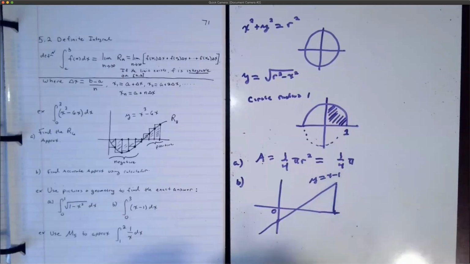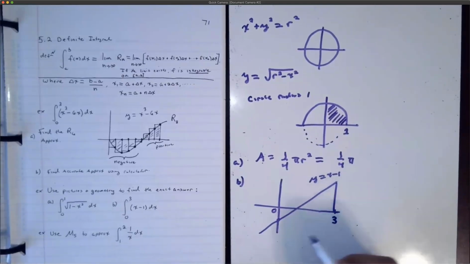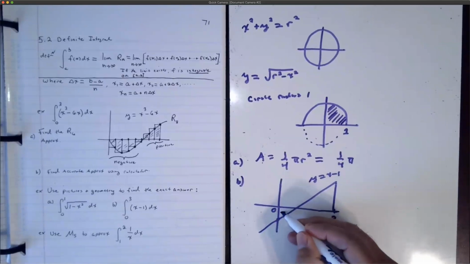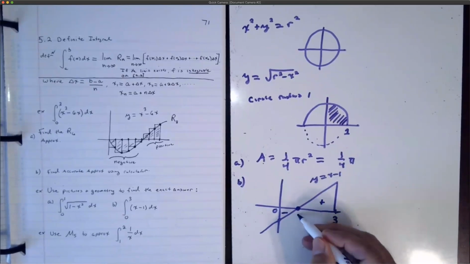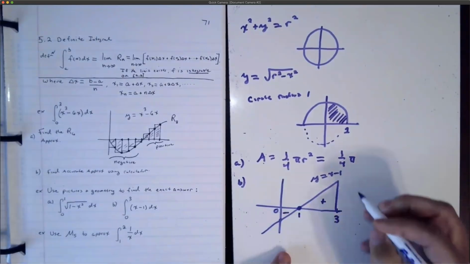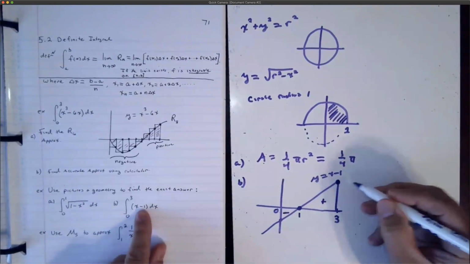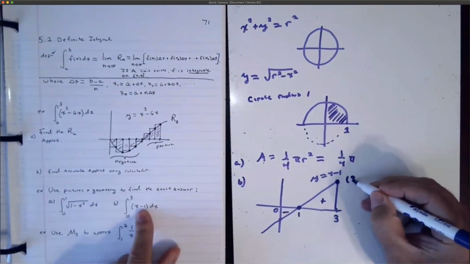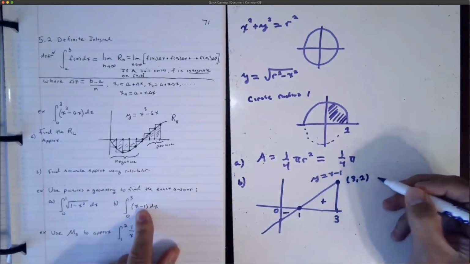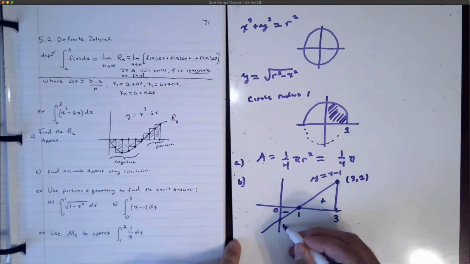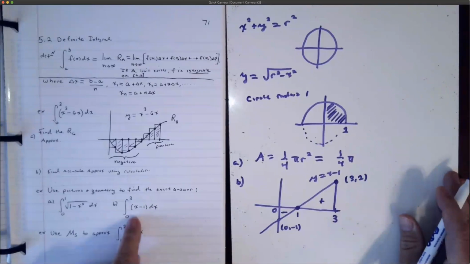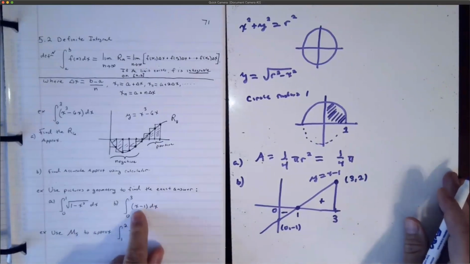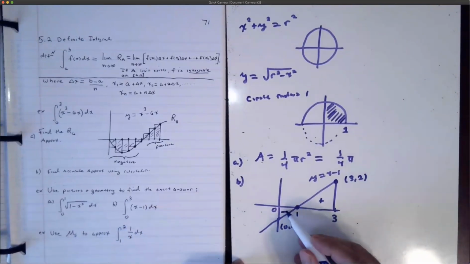So recognize that these are just two triangles. One is a negative area triangle. One is a positive area triangle. The x-intercept, of course, is 1. And this is y equals x minus 1. So the coordinates of this point are 3, 2. And the coordinates here would be 0, minus 1. So the integral from 0 to 3 of x minus 1 dx is simply that negative area plus this positive area.